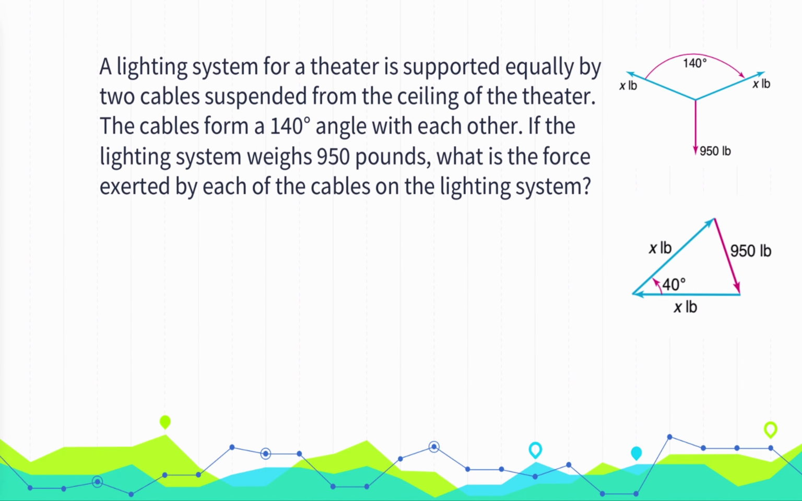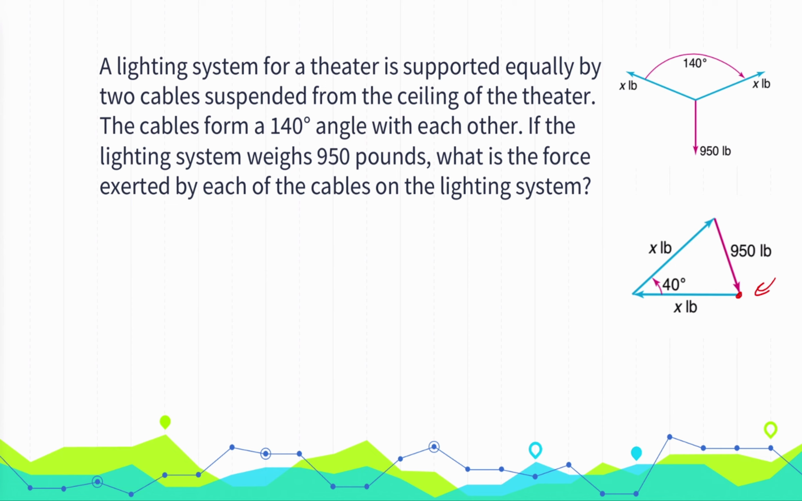The lighting system for a theater is supported equally by two cables suspended from the ceiling of the theater. The cables form a 140-degree angle with each other. If the lighting system weighs 950 pounds, what is the force exerted by each of the cables on the lighting system? So again, we are going to move these vectors around so that they make a triangle. And all three of these vectors, the resultant of these three vectors is 0.